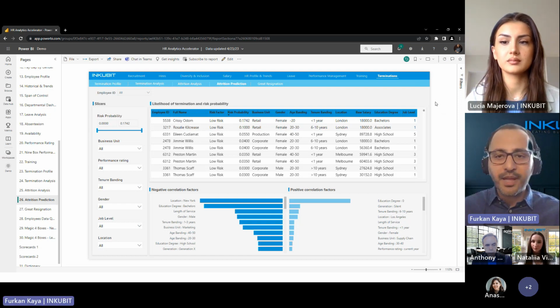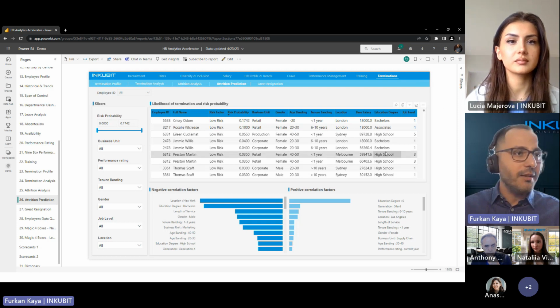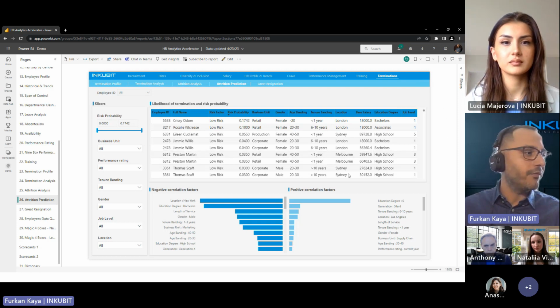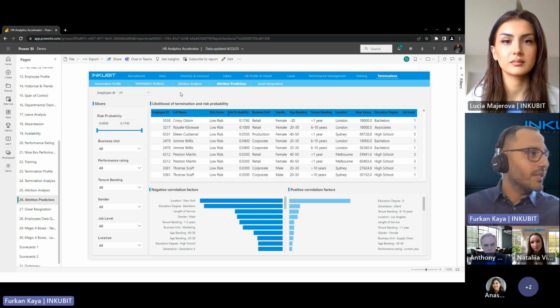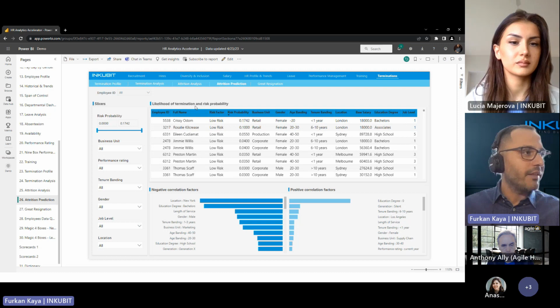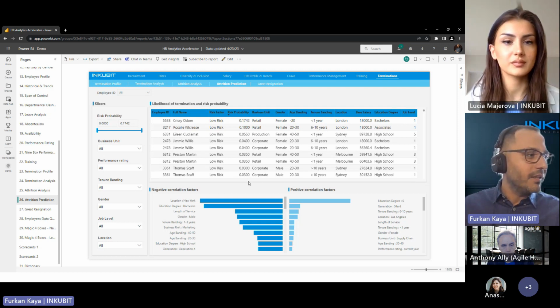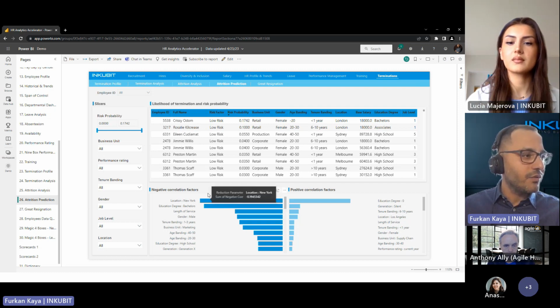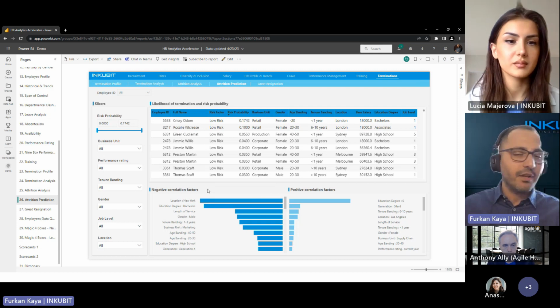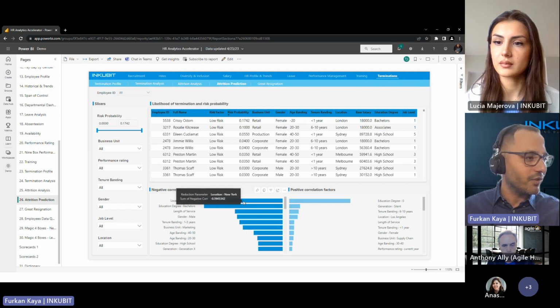For instance, of course, depending on your data, we could implement different types of algorithms for your organization. But here you can see an example of correlation analysis. For example, you could see the likelihood of termination and risk probability for the employees of your organization. So you could see, for example, for New York, on the left side, how likely the retention of your employees from this location will be.